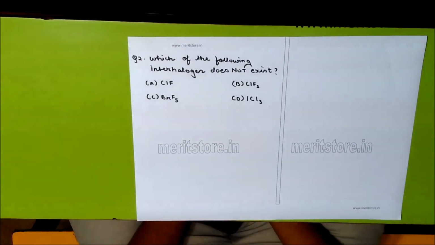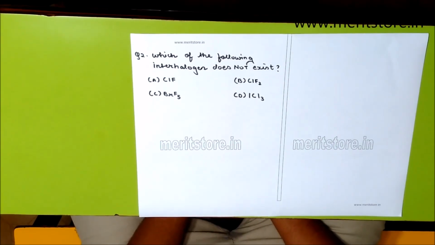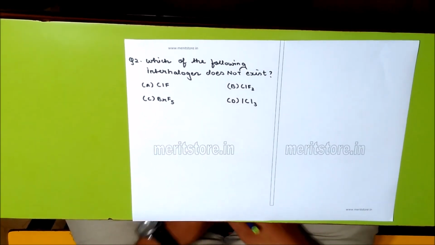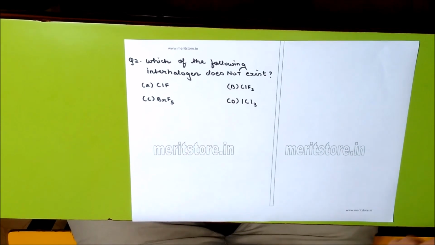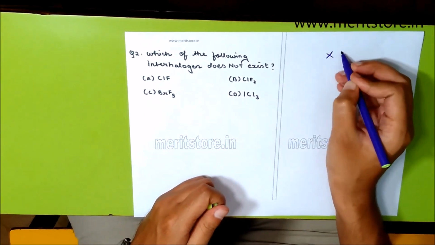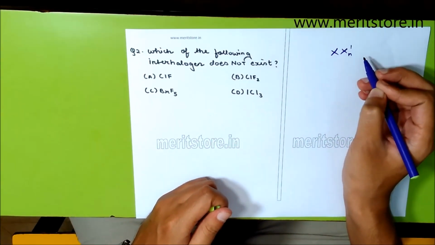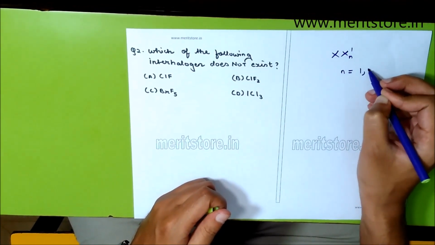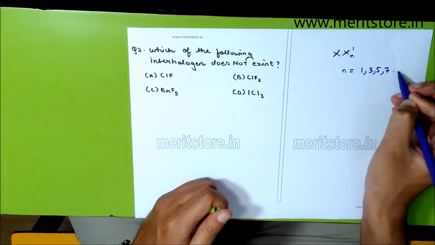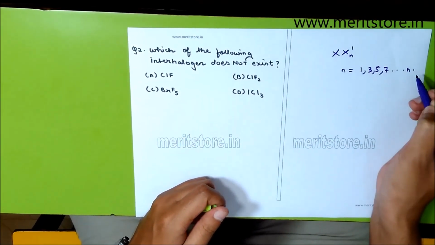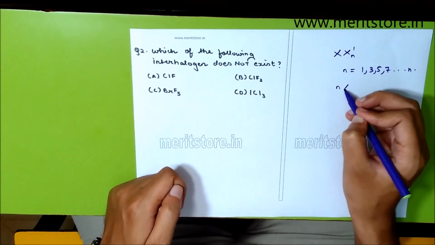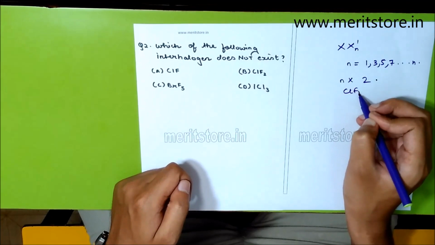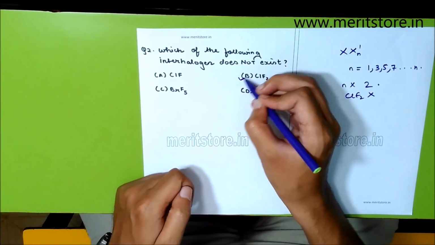Number 2. Which of the following interhalogen does not exist? A ClF, B ClF2, C BrF5, D ICl3. So of all the compounds, XX'n is an interhalogen compound in which n represents an odd integer: 1, 3, 5, 7. So n cannot be an even number like 2. So ClF2 does not exist. So option B is the correct option.